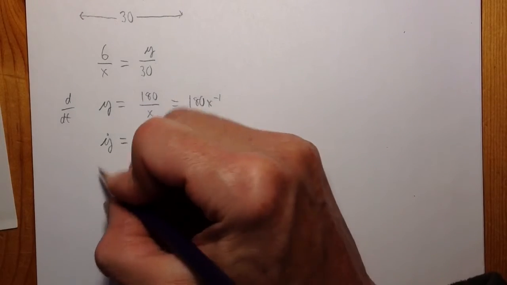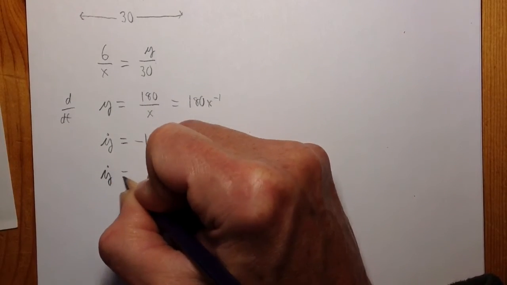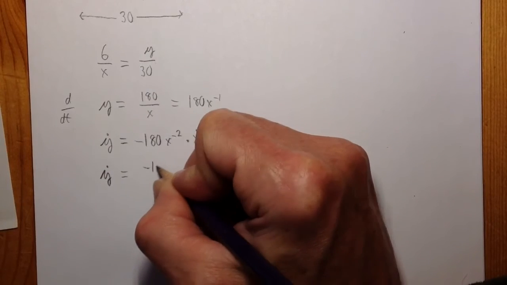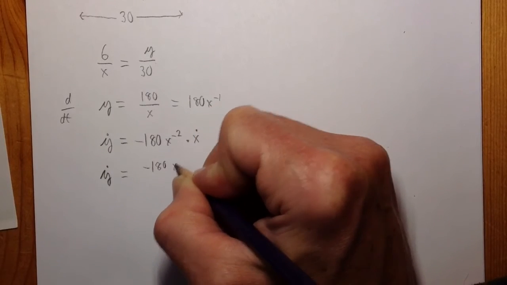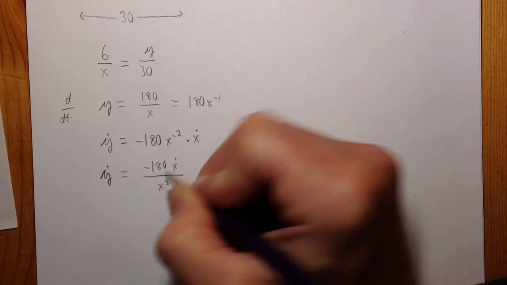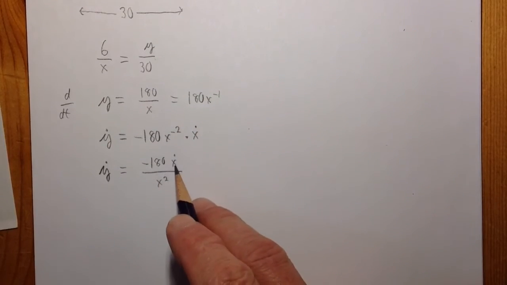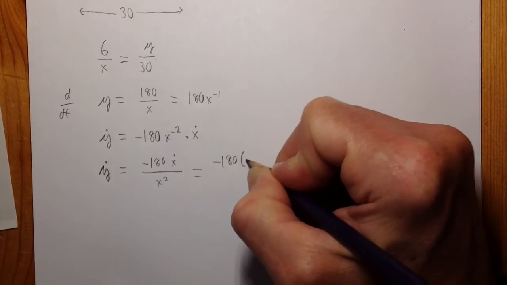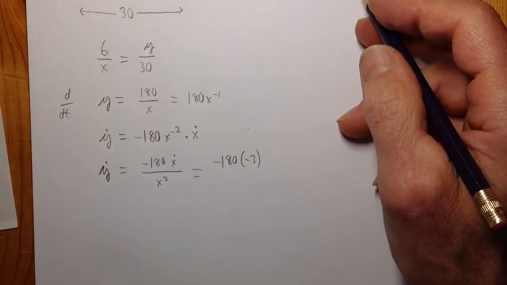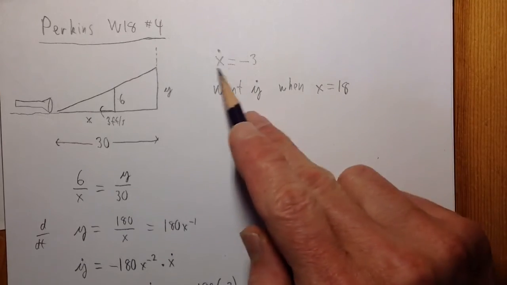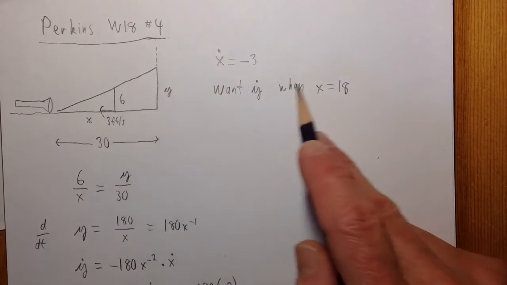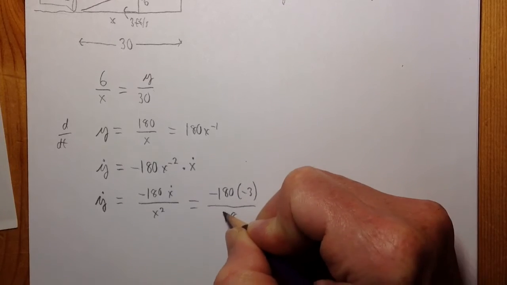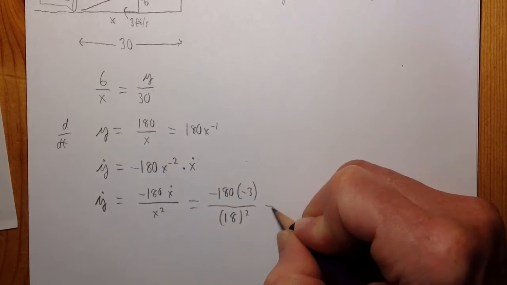Let's rewrite this in a way that makes sense. So now y dot is -180 x dot divided by x squared. So we want to know y dot when x dot is -3. So that's -180 times -3. And when x is equal to 18, right? So x dot was -3. She's walking 3 towards, and x is 18 when she's 18 feet away. So that's over 18 squared.